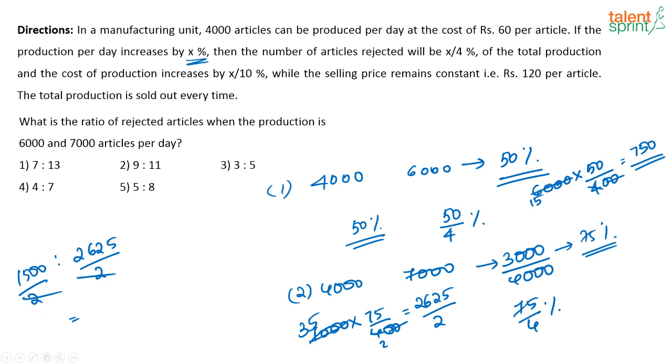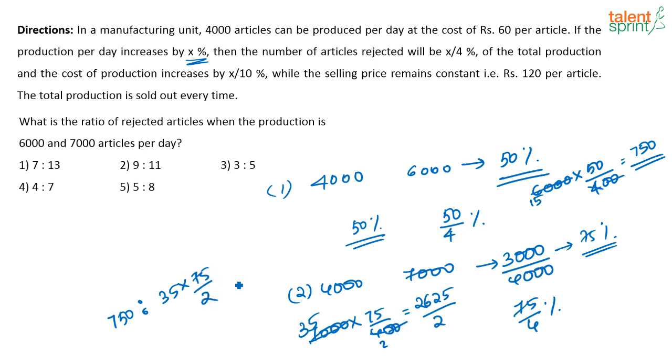Or you can, even without solving, directly write. It is easier to do it that way, even without doing all these calculations. You just have to find out the ratio. Here you know the answer is 750. 750 is to, what is it that you get here? You get 35 into 75 by 2. Find out the ratio here. This will be 10, right? So 10 is to 35 by 2, which is nothing but 20 is to 35, which is equal to 4 is to 7.